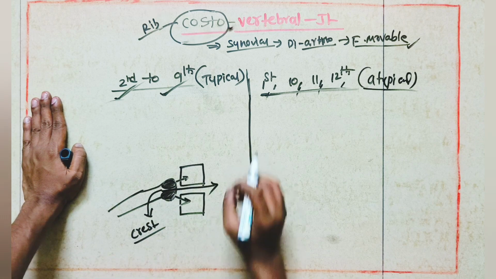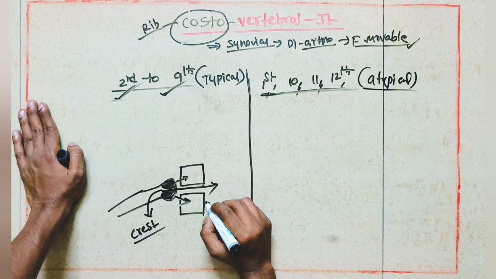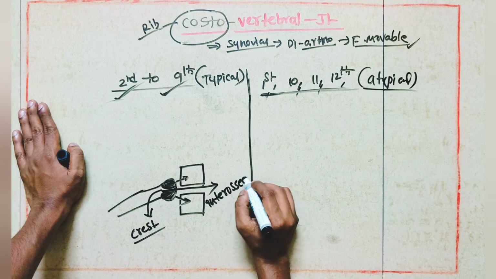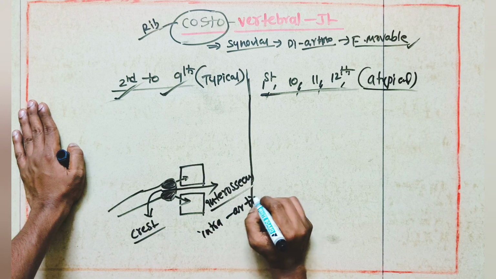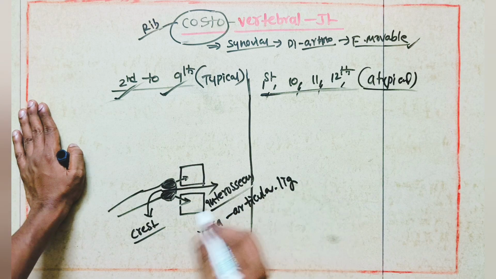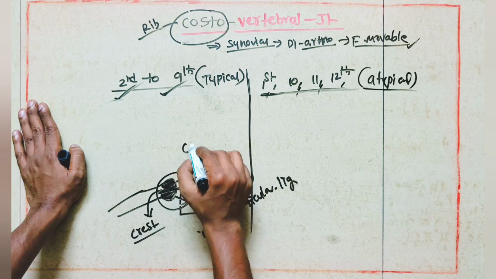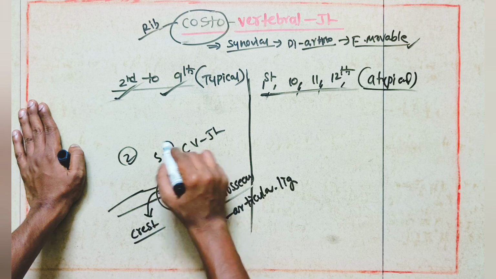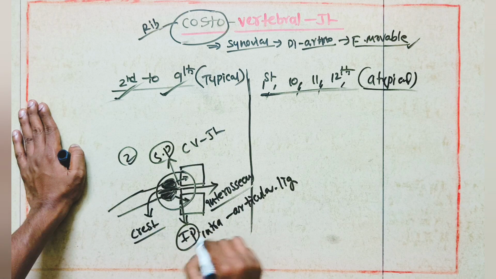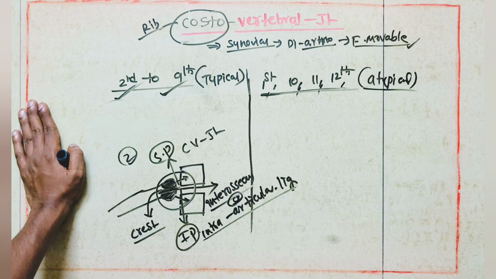That ligament is the interosseous ligament, or also called the intra-articular ligament. The ligament which is present here is going to divide the costovertebral joint into two portions: first one superior portion and second one inferior portion. So because of this ligament, it is called the intra-articular ligament, also called the interosseous ligament.